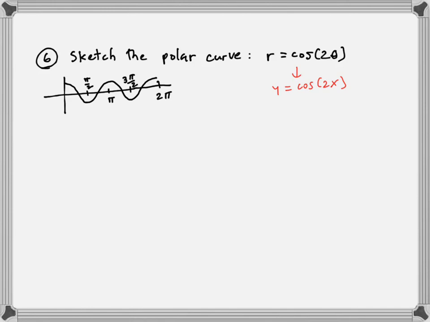Okay? And then we've got these in-between points, which I should label because they're going to come in handy here. That guy right there would be pi over 4. This guy would be 3 pi over 4. This guy would be 5 pi over 4. And this guy would be 7 pi over 4. So again, the reason we're doing this is because we have a lot of information now that we can deduce regarding the actual polar curve.